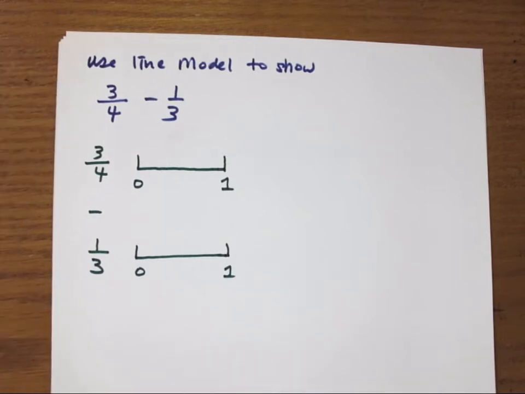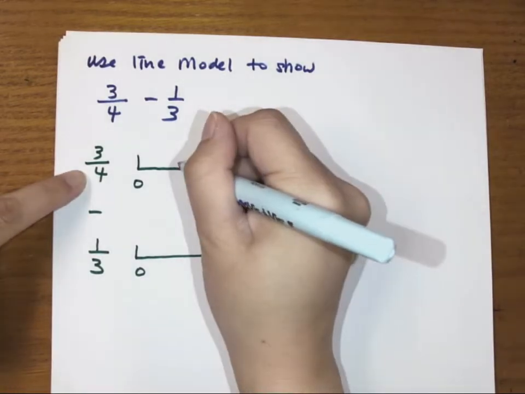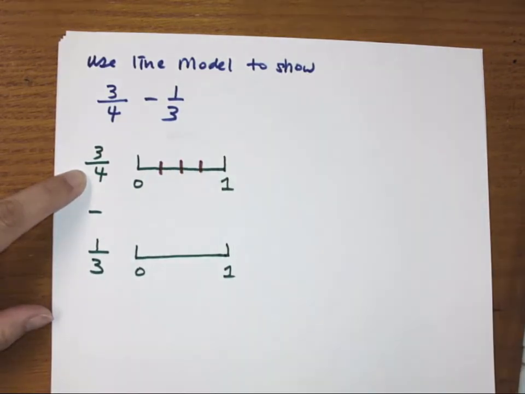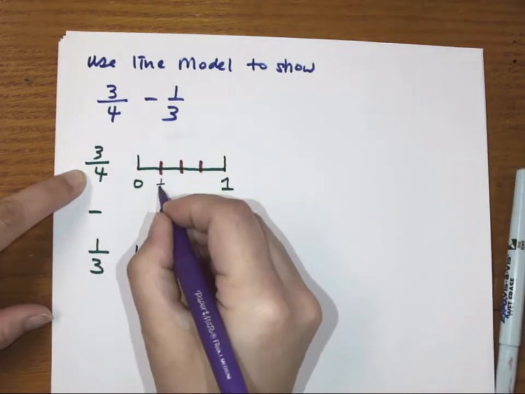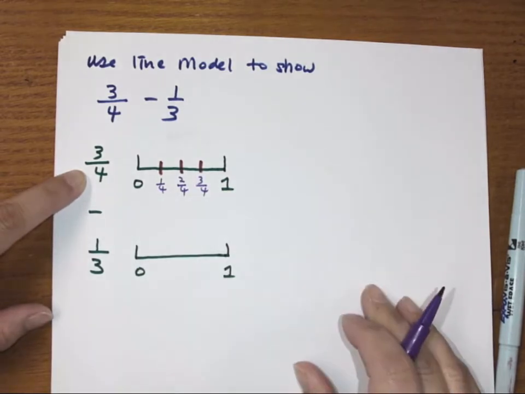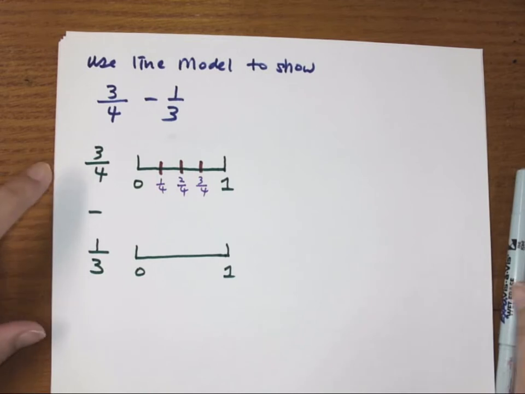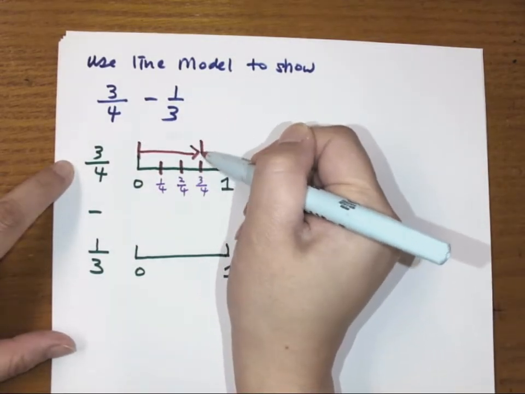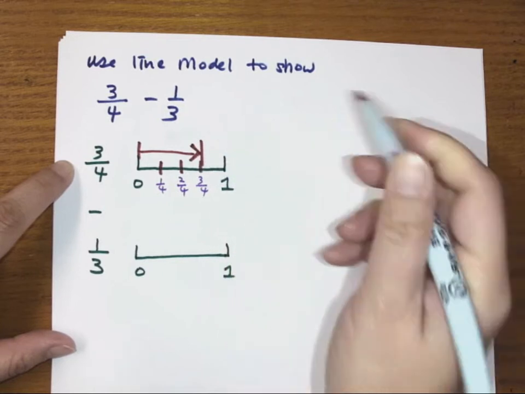On the top fraction, I'm going to need to cut it into how many equal parts? 4 equal parts based on the denominator, right? So we're going to have 1/4, 2/4, 3/4, because this is a continuous model, right? And then we need between 0 to 3 out of 4 equal parts with the first arrow.